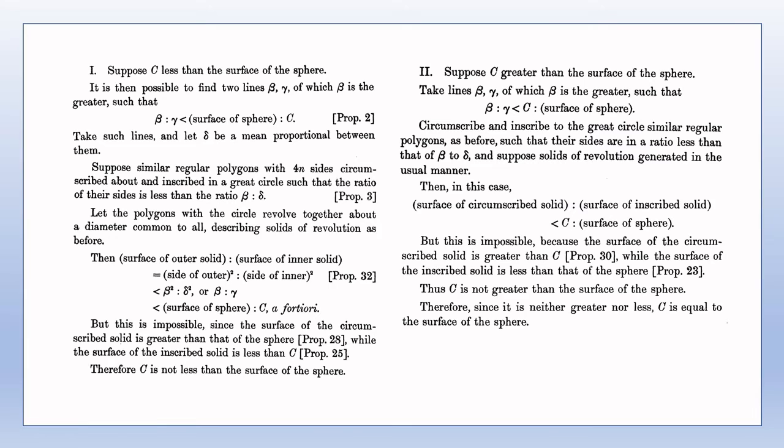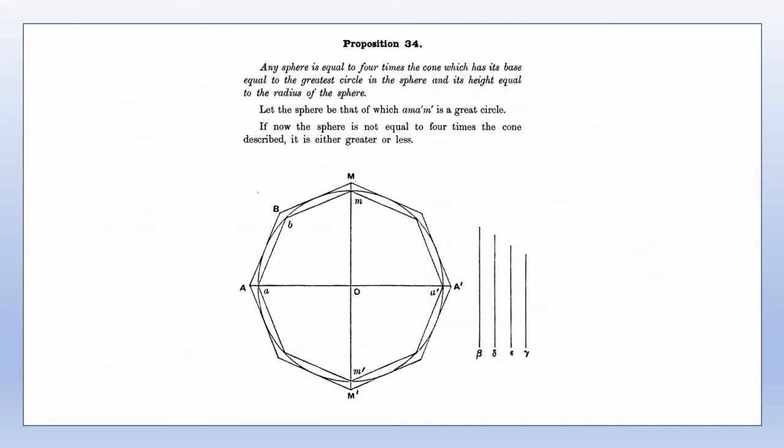The mean proportional constructed in this proposition can be constructed using Euclid 6.13, and that the side of the outer to the side of the inner is less than beta to delta implies that the square on the side of the outer to the square on the side of the inner is less than beta squared to delta squared can be shown using a similar approach to that which I outlined in relation to proposition 5 in the first video. In part 2 of the demonstration, note that beta to gamma is less than c to the surface of the sphere, which is the opposite way round to in part 1 of the demonstration of this proposition.